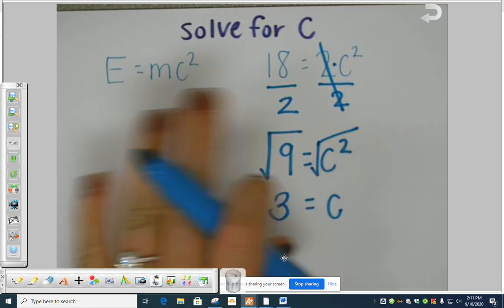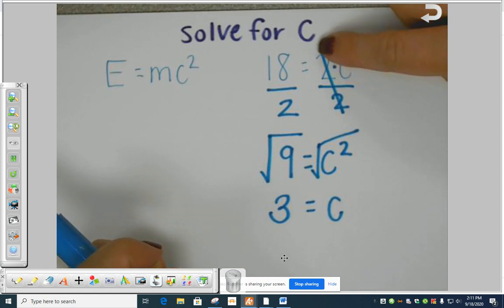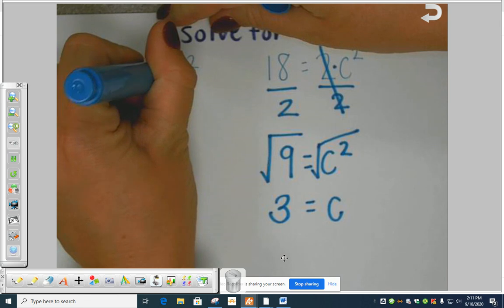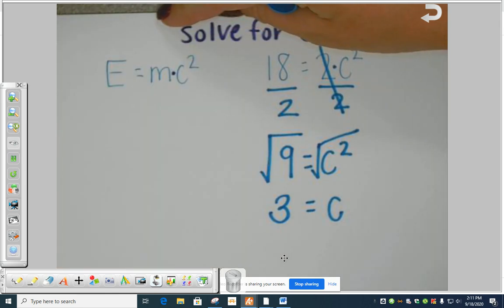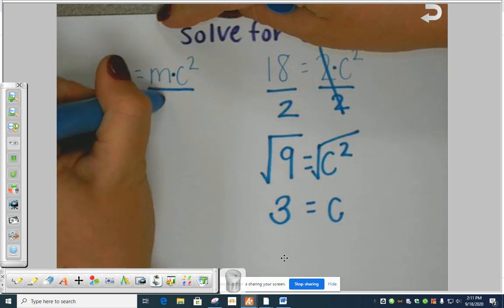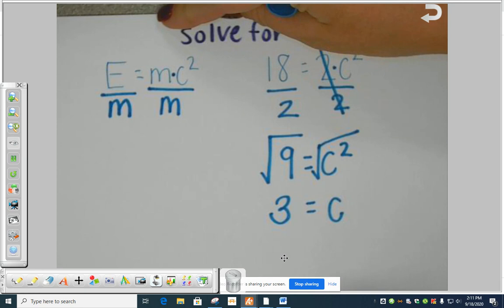Okay? So now, same exact steps over here. The first thing I did was I got rid of my 2. So in this case, I have to get rid of this m. Same situation here, that variable m and C squared are being multiplied. So the inverse of multiplying by m is to divide both sides by m. Okay, so m divided by m cancels out.